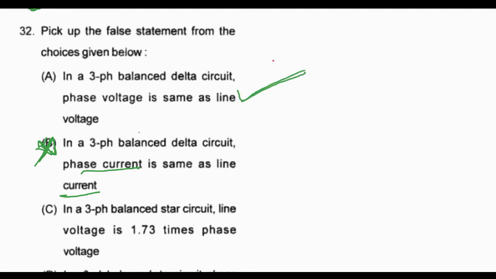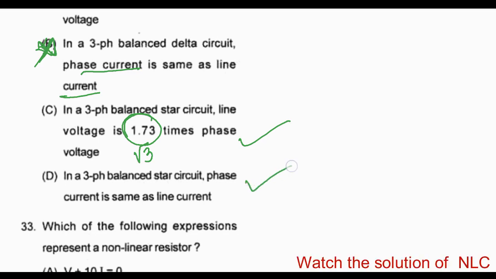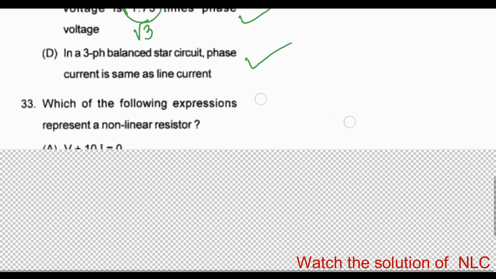In case of C, in a three-phase balanced star circuit, line voltage is 1.73 times the phase voltage. 1.73 is the value of root 3, so this is root 3 times the phase voltage. This is also correct. In a three-phase balanced star circuit, phase current is the same as line current. This is also correct. So here the answer is option B.